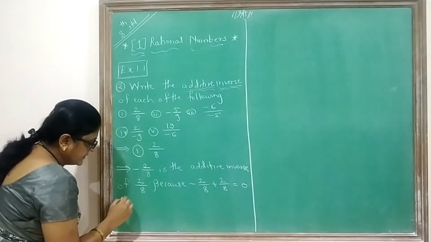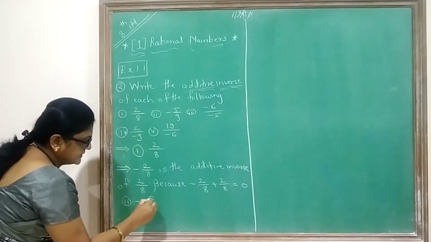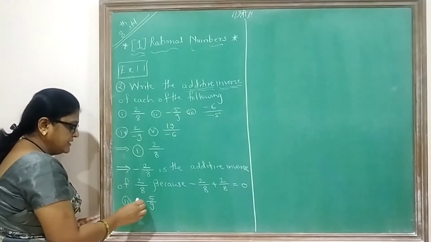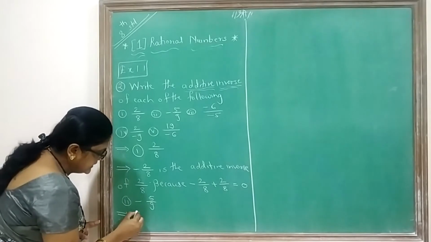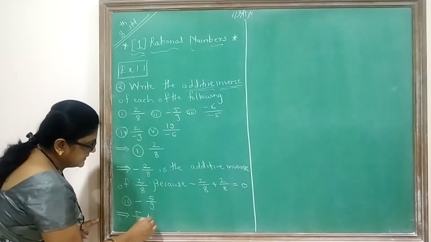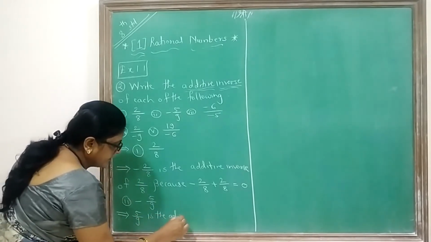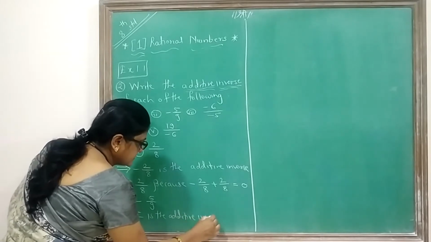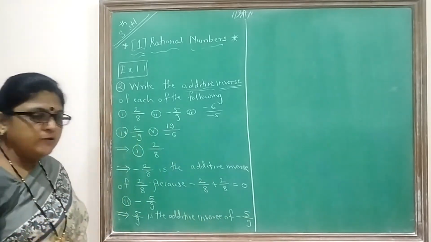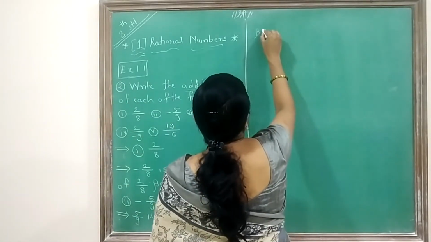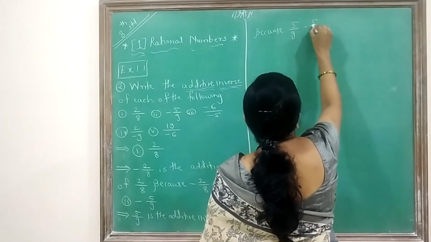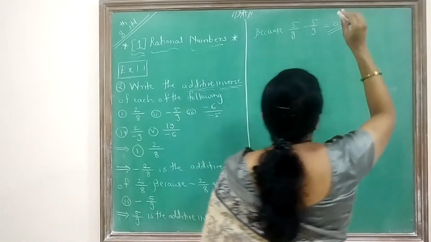In your second example, what is your second example? Minus 5 by 9. Then your answer is, this minus sign you will convert into plus. You will write its opposite sign, that is plus 5 by 9 is the additive inverse of minus 5 by 9. Again you will write its reason, because plus 5 by 9 minus 5 by 9 are added, you will get 0.